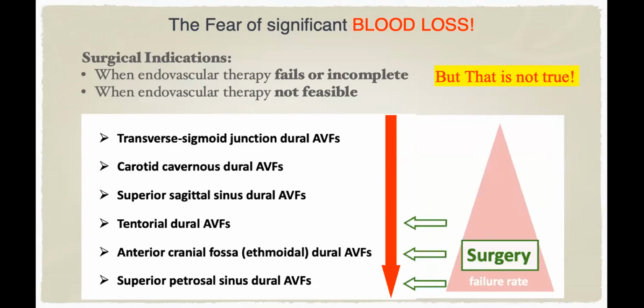But as we go to the anterior cranial fossa, that is ethmoidal dural AV fistulas, or when we talk of tentorial dural AV fistulas, the endovascular therapies are not that successful. And these are the three categories of AV fistulas where surgery has been shown to have much better results as compared to embolization, even to this day.